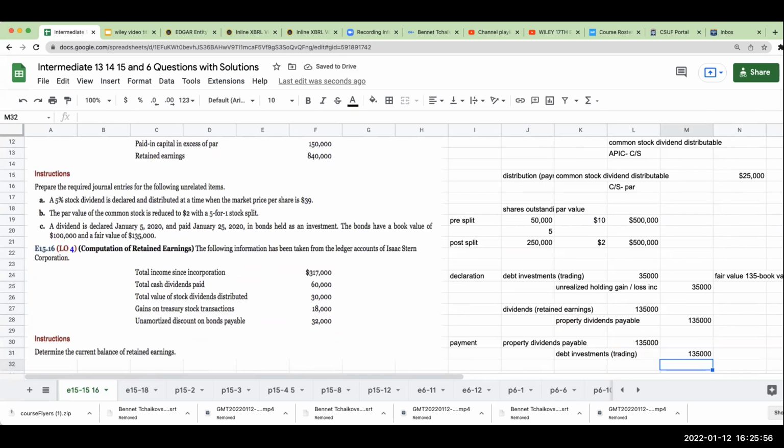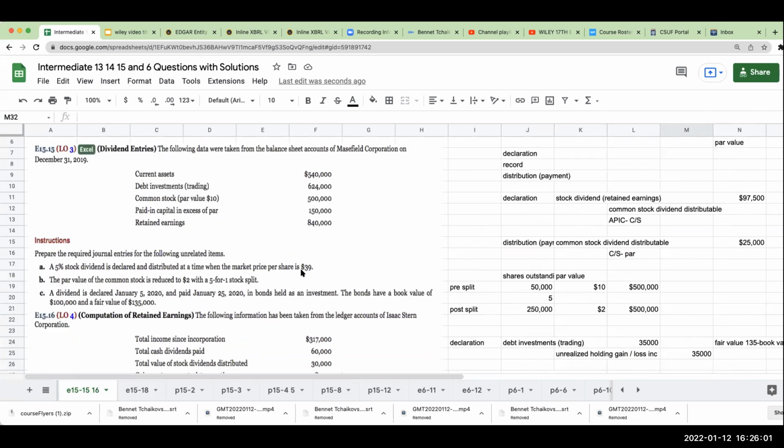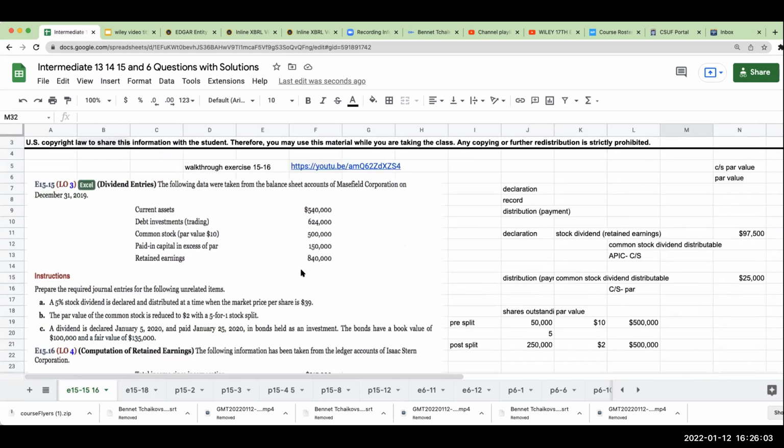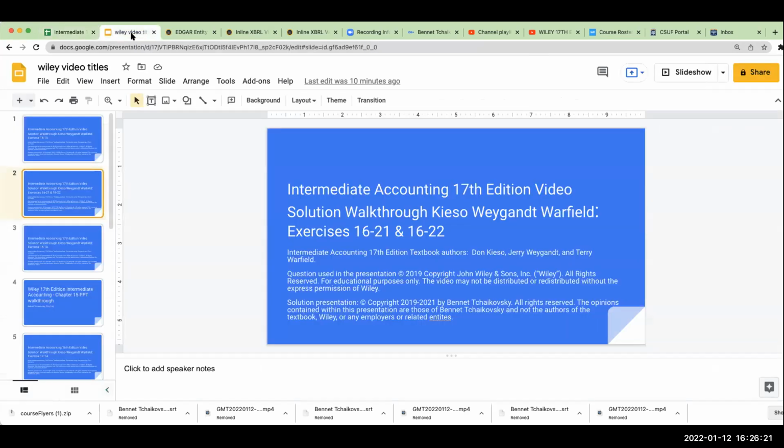Okay, so that's what we go through and do for this problem 15-15. Frankly, in my time of working in public accounting, I've seen stock splits forward and reverse. The dividend declaration over here, I have not really seen for the property dividend, but I'm assuming it's something that you may actually eventually see on the CPA exam. So that was exercise 15-15.